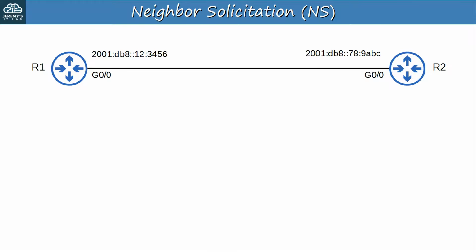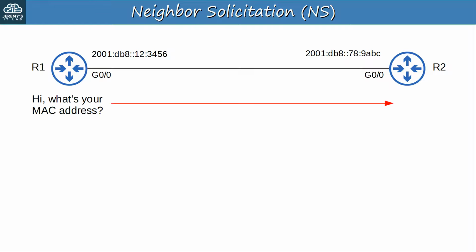So here's the basic function of the neighbor solicitation message, the NDP equivalent of an ARP request. Let's say I typed ping 2001:db8:78:9abc on R1 to attempt to ping R2. R1 needs to encapsulate that packet in an Ethernet frame, so it needs to know R2's MAC address. To ask for R2's MAC address, R1 will send a neighbor solicitation message. So R1 is basically just saying, "Hi, what's your MAC address?"